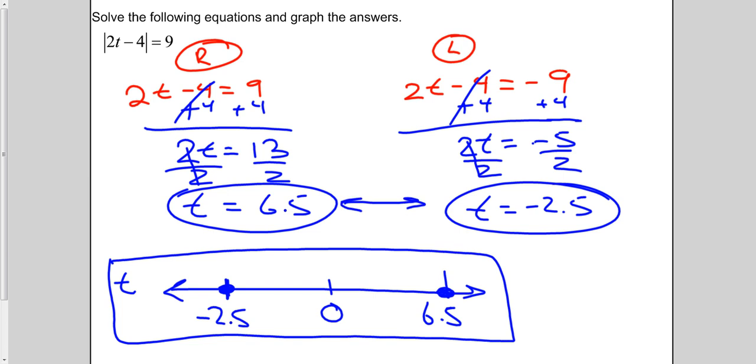It's either the one on the left, which would be negative 2.5, that's the left-hand case when we're going in the opposite direction, or the one on the right.